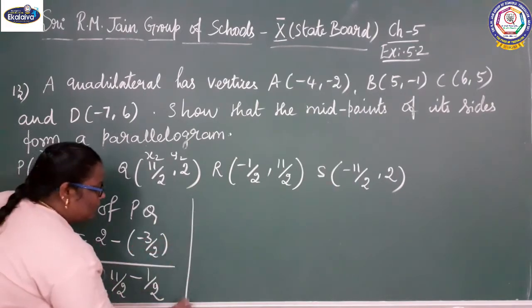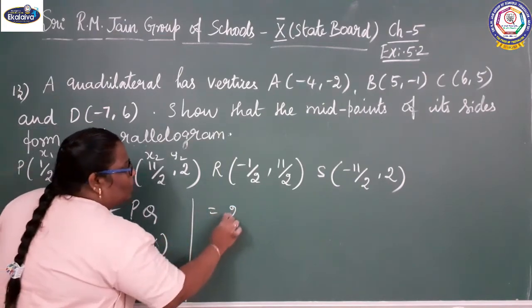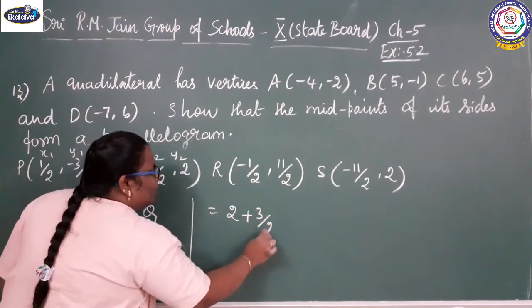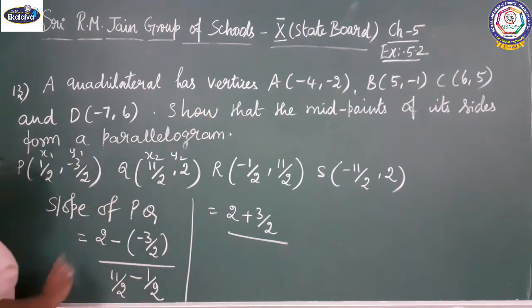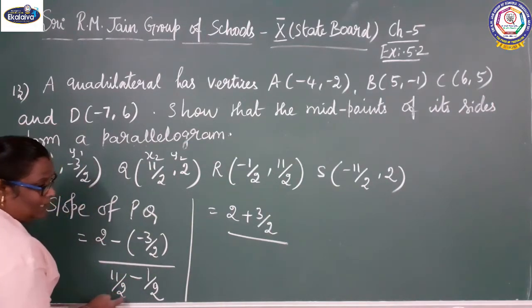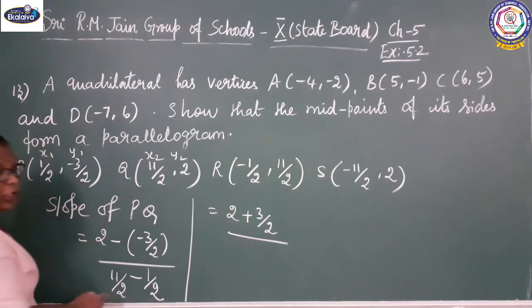So it gives 2 plus 3 by 2 by... LCM. What is the common denominator? 2. Common denominator 2 is what?